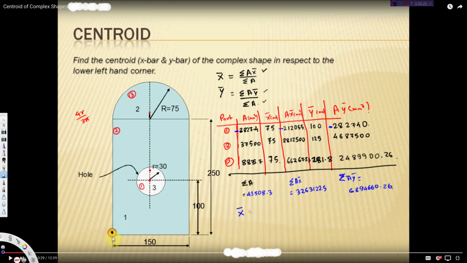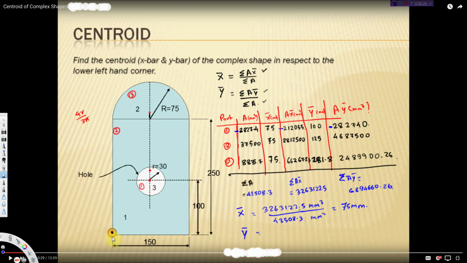So let's plug in the values. X bar is going to be equal to sigma A x bar over sigma A. Sigma A x bar is equal to 3263122.5 over 43508.3, and sigma A x bar is going to be millimeter cubed, because area times distance, and the area is going to be millimeter squared, and they cancel, so you will get millimeter in the answer. So the answer is going to be 75 millimeter, and then we have to calculate the y bar.